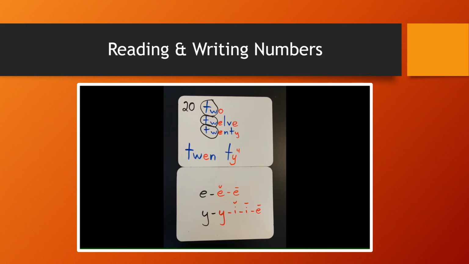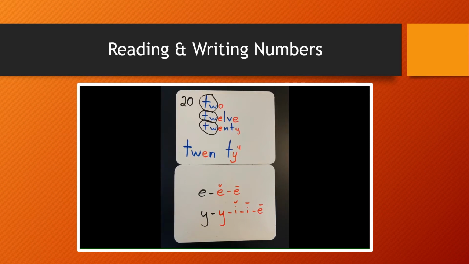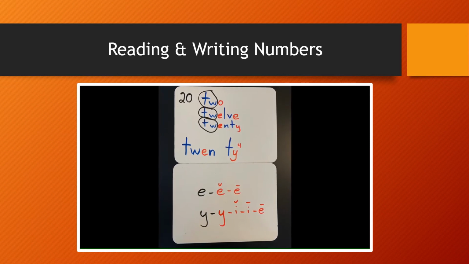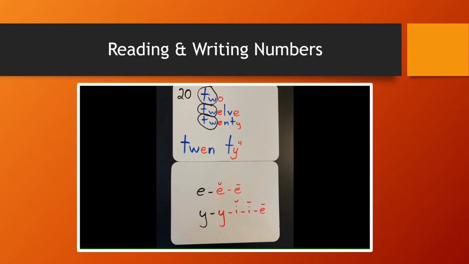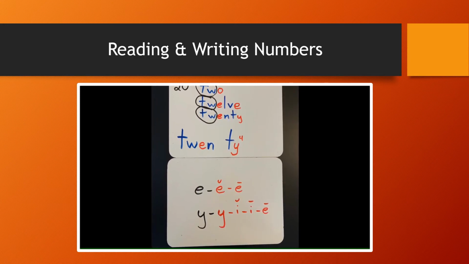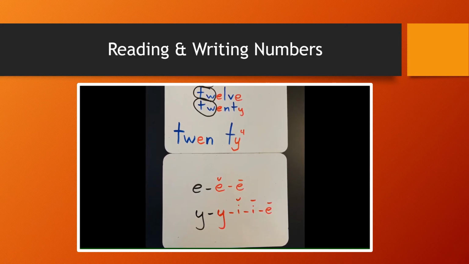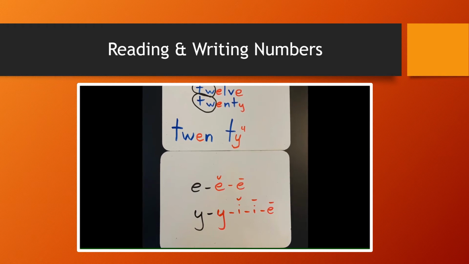Let's take a closer look at the word twenty. Twenty has a lot in common with the words two and twelve. You can see all three words start with TW. Twenty has two syllables, twen-ty, and six sounds, T, W, E, N, T, E.